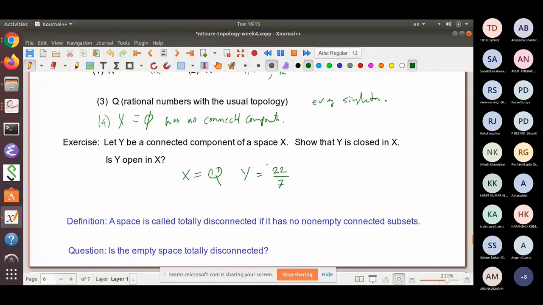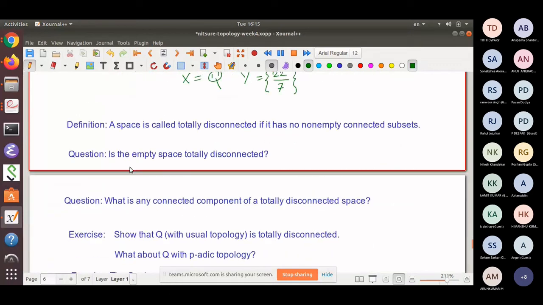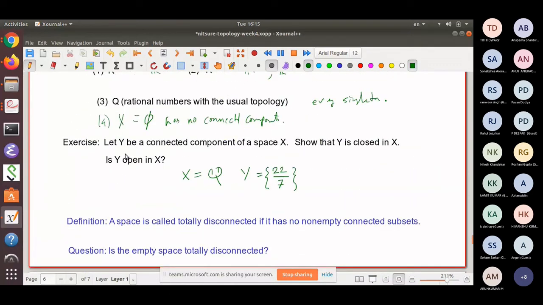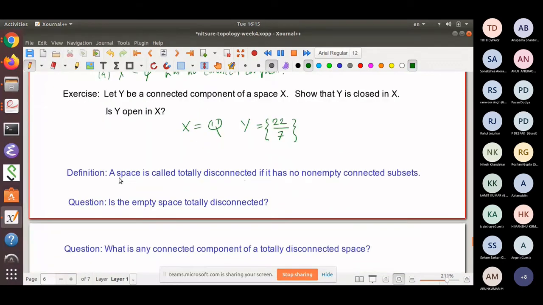So Y equal to, and like our undergraduate teachers emphasized, you have to put a curly bracket when I want this to be a subset. Okay, all right, great. So this is not open. Now the space Q, the topological space Q, inspires this definition.